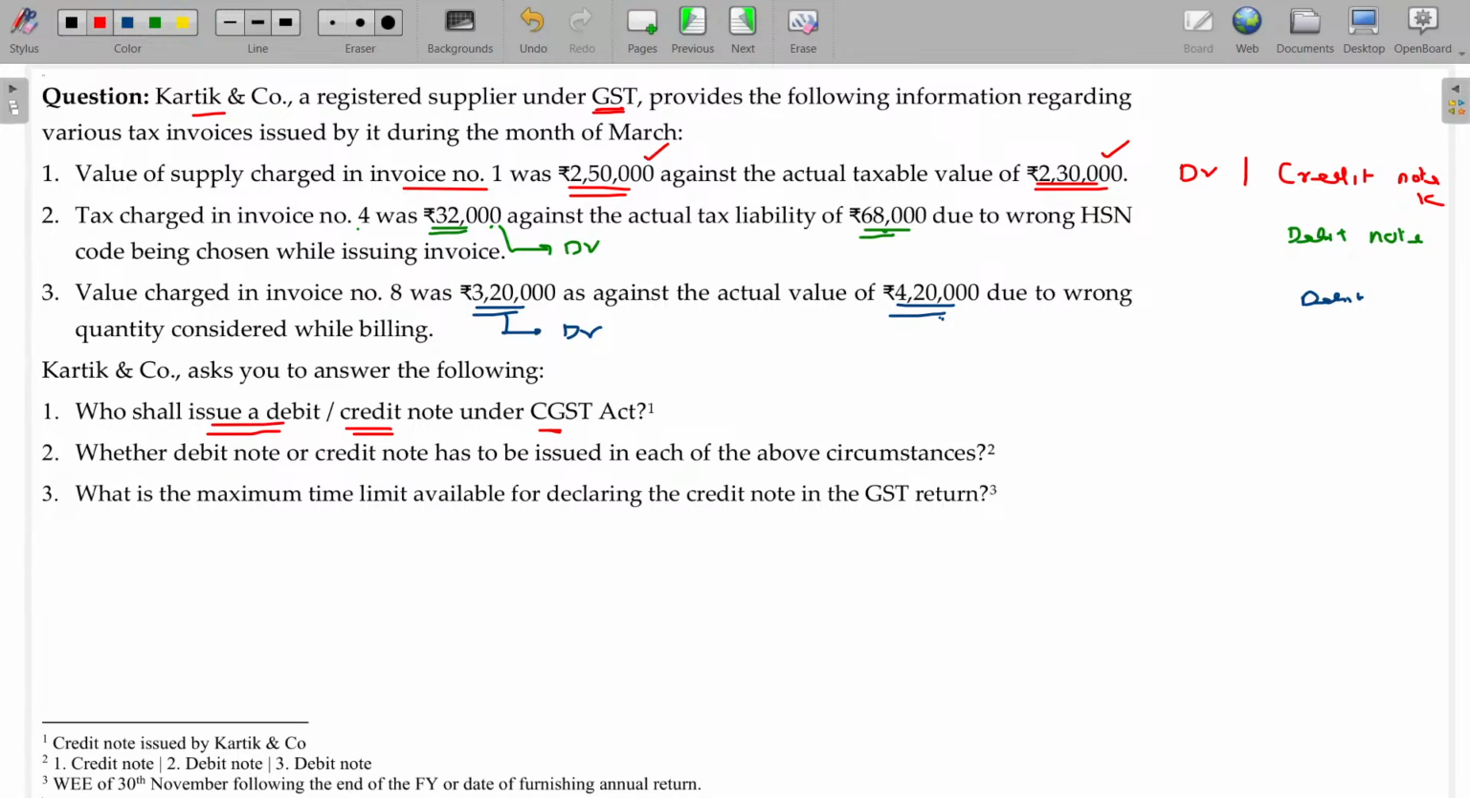Karthik asks you to answer the following questions. Who shall issue the debit or credit note? Usually the supplier. And whether a debit note or credit note has to be issued in each of the above circumstances. So that also has to be answered. What is the maximum time limit? Whichever is earlier of 30th November of the respective year or the annual return filing date, not the due date. Okay, the due date is 31st December. We never bother about the actual due date. We bother about the filing date of the annual return. So, filing date.